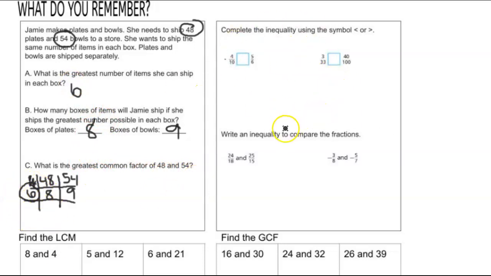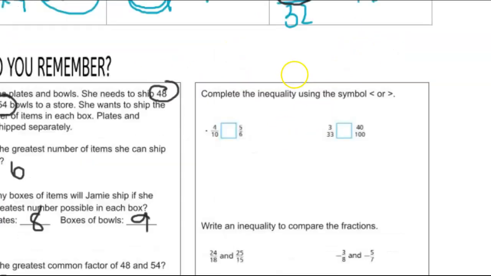Let's go over here. Complete the inequality using the symbol less than or greater than. I'm going to zoom in because I'm not sure if this is less than or greater than right here. And I think that is a negative sign right in front of there. So that helps us out a little bit. Negative 4/10 has to be less than 5/6.